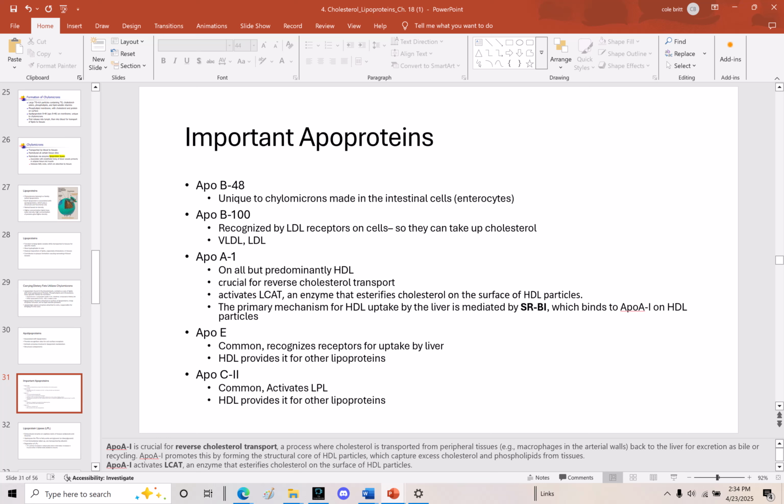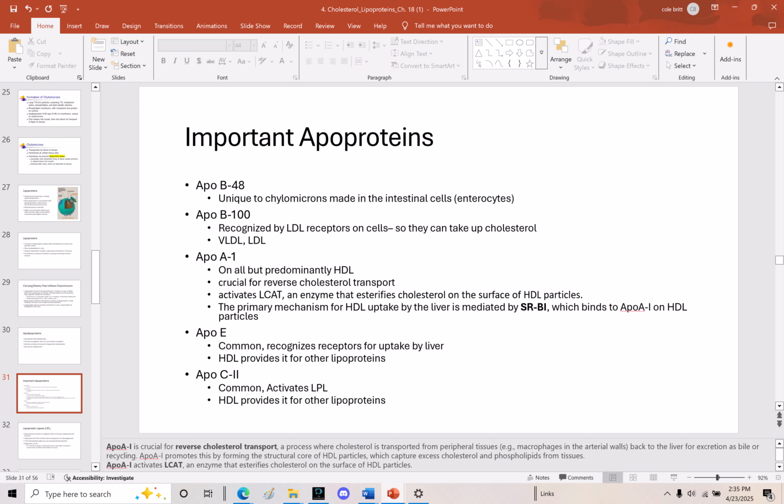So ApoB100 is what recognizes the LDL receptors. If a lipoprotein does not have an ApoB100, then the LDL receptor would not recognize it. The ApoB100 is specific to these two lipoproteins, VLDL and LDL. Sorry, HDL, by the way, has most all of them, so I shouldn't say that. HDL will have a little bit too. But the ones that are actually using the ApoB100, so let's just say it is unique to them, is VLDL and LDL. Because they're the ones, well, I haven't told you this yet.